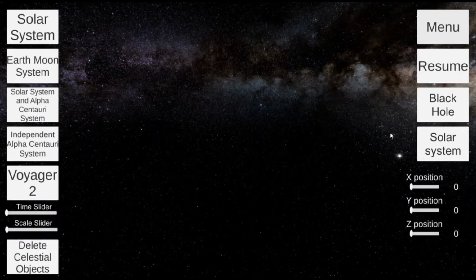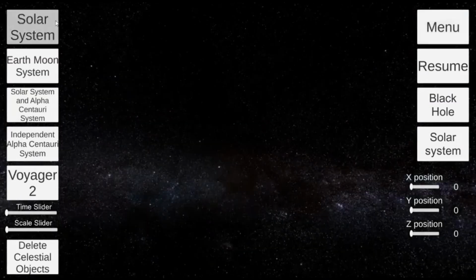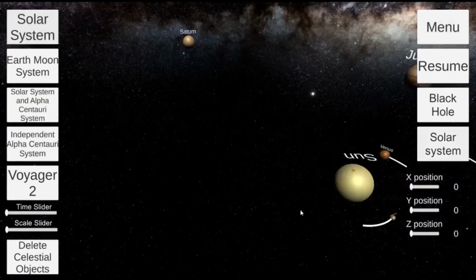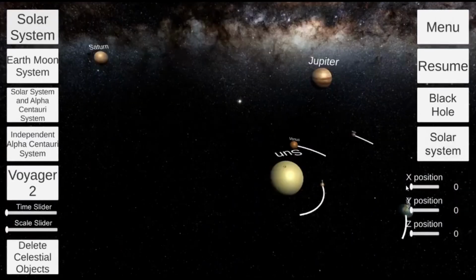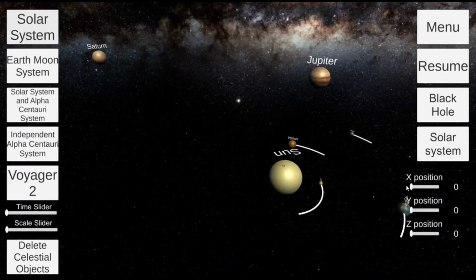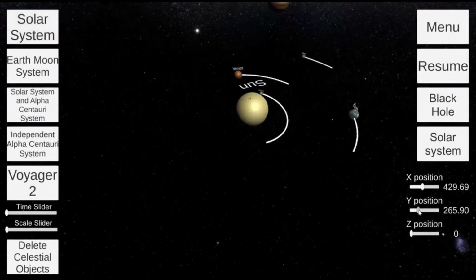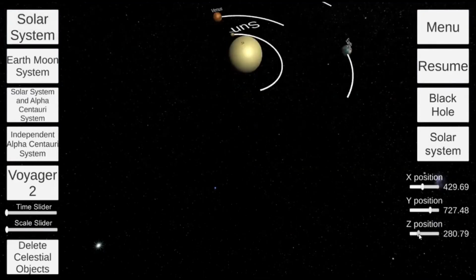So now this is going to be a demonstration of the solar system collider. In the same way, if we spawn in our regular solar system and we let it evolve for some time, in the same manner as we did before, we can change the X position, the Y position, and the Z position sliders to some arbitrary values. And I click the solar system button.